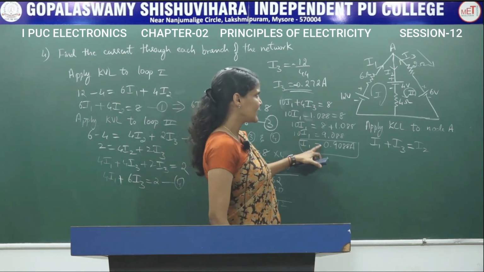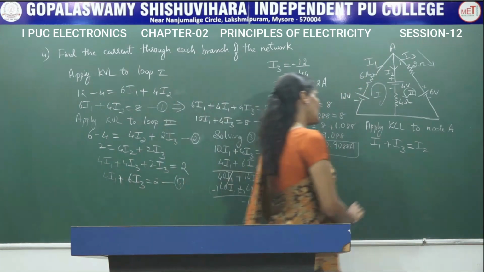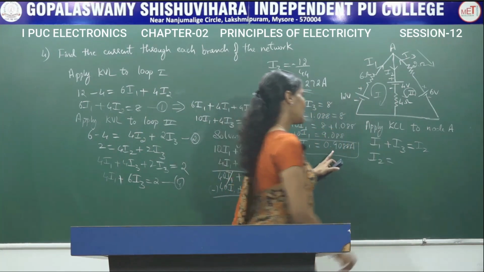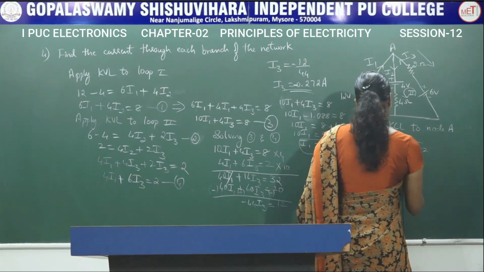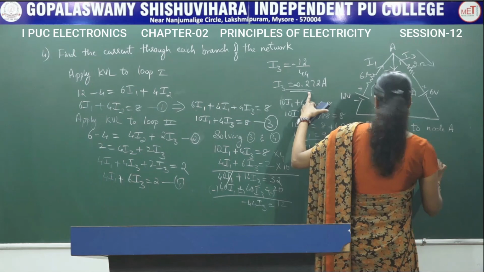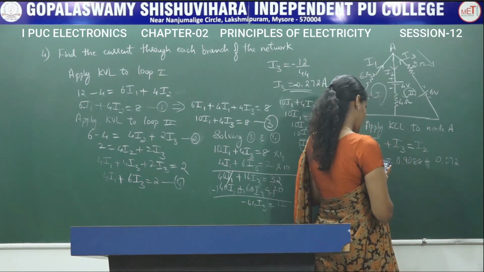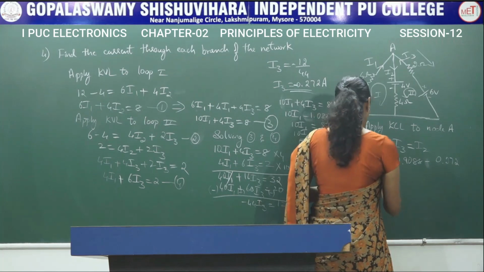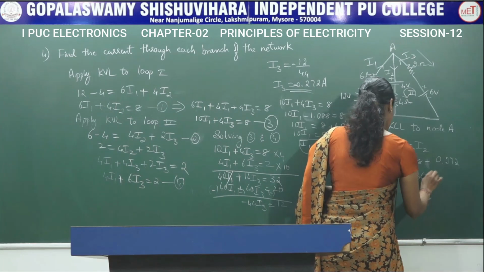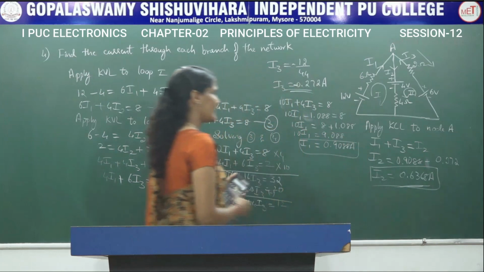Since I have got the positive value, the direction of the branch current that I have taken is correct. Now let us calculate I2, which is equal to I1 plus I3. I1 value is 0.9088, I3 value is minus 0.272. So I2 value is 0.6368 amps. So this is the final answer of I2.